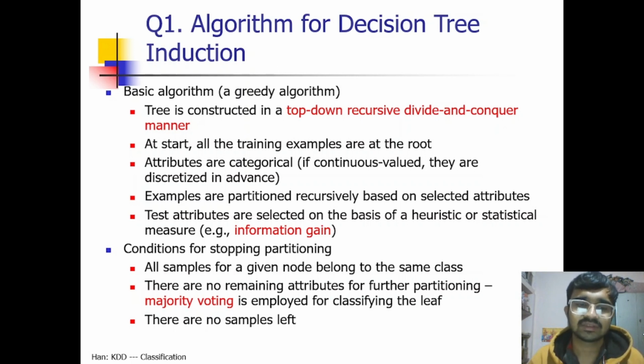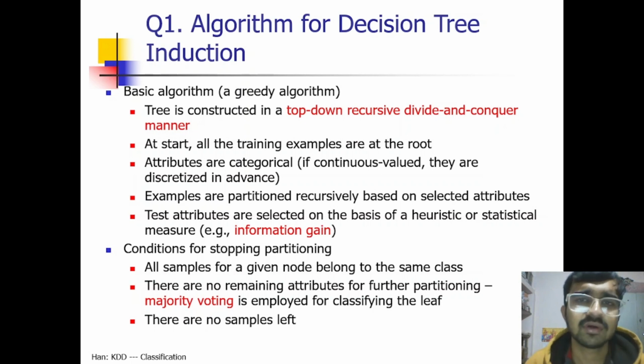divide the examples. And we have to put some condition for stopping our partitions, and these conditions might be if all samples of our node belong to the same class, or there are no remaining attributes for further partitioning, or majority voting is employed for classifying the leaf, or there are no samples left. In these conditions, we have to stop the partitioning of the tree.